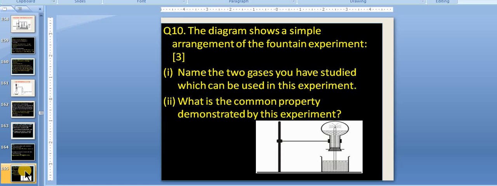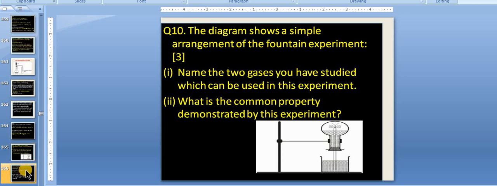Okay. Common property. Common property is high solubility. Please do remember, sometimes some students write acidic property, basic property, acid. This is not the right answer. We should write about the high solubility of hydrogen chloride or high solubility of ammonia gas in water. This we should write, because this is all about the fountain experiment.